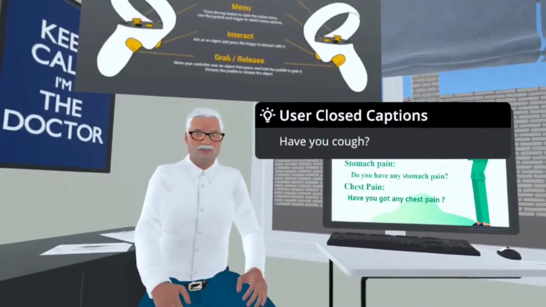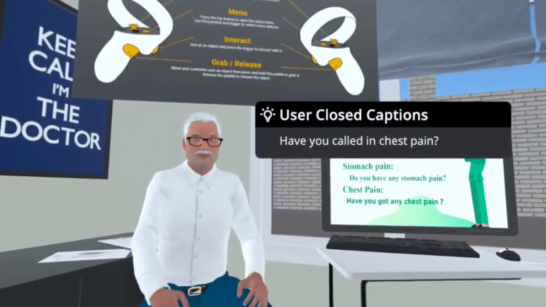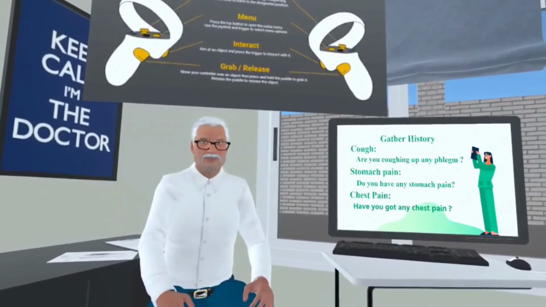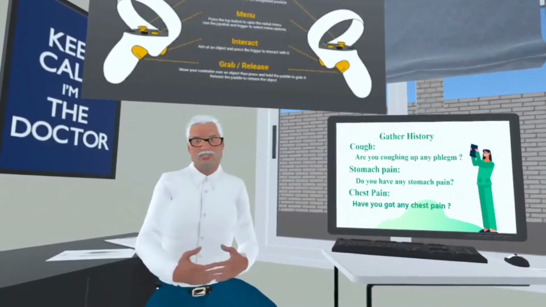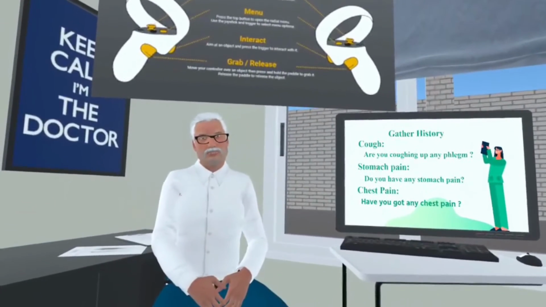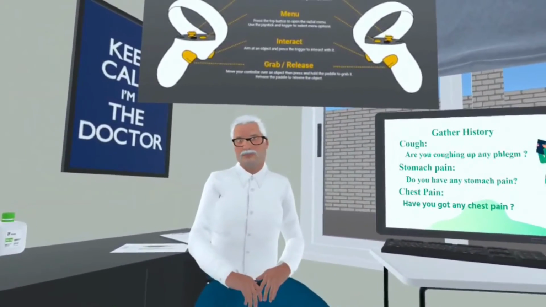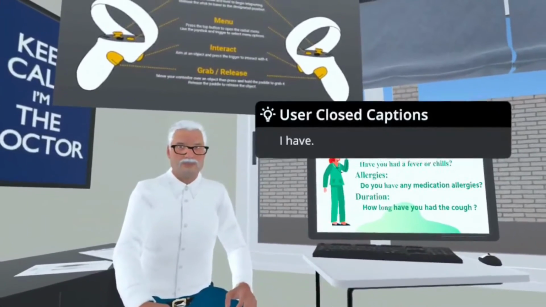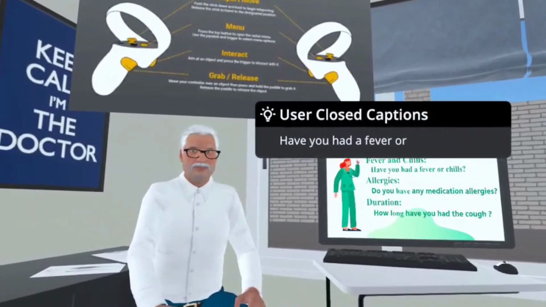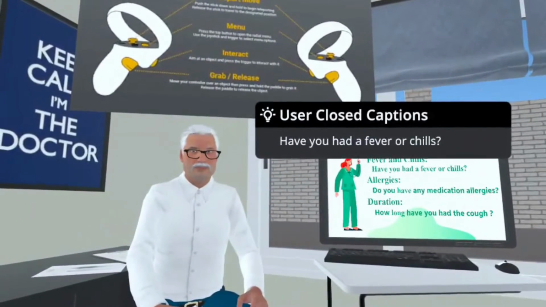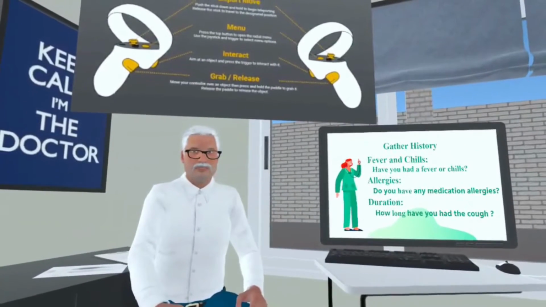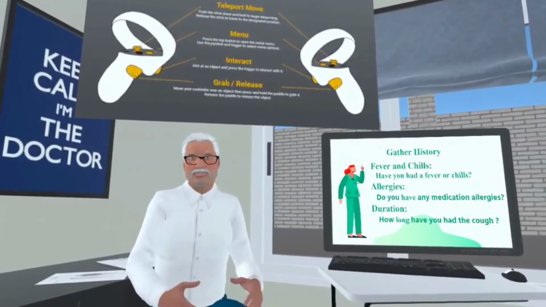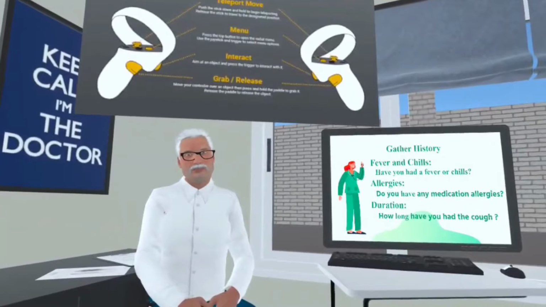Have you got any chest pain? Yes, my right chest is sore. I can't seem to take a deep breath without it hurting. Have you had a fever or chill? Yes, I took my temperature last night and it was 103. I've had the shakes and chills and my body aches.